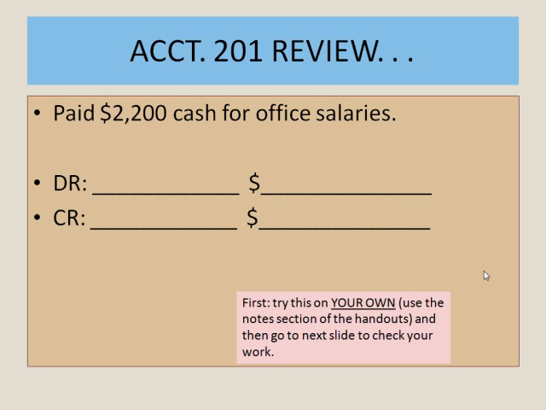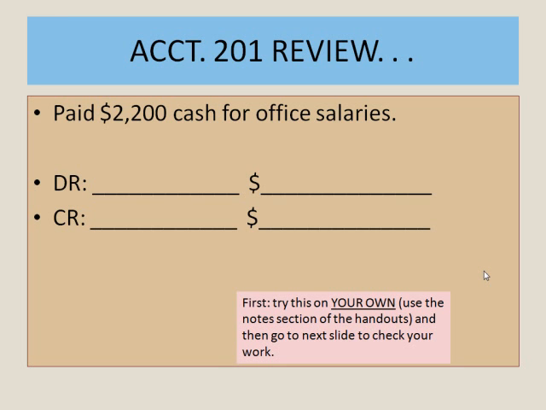Paid $2,200 cash for office salaries. Now you know and I know that companies rarely pay their employees in cash, but I'm putting this here to simplify this transaction a little bit. Office salaries, what kind of account is that going to be? It's not an asset account. The employees have already worked. There's no future value in the asset. It's just an expense. So expense, normal balance for expense.